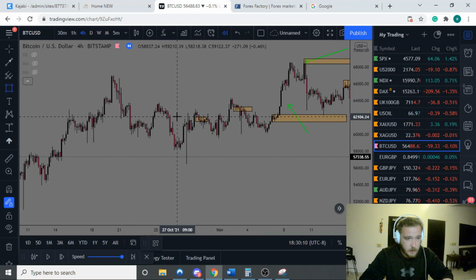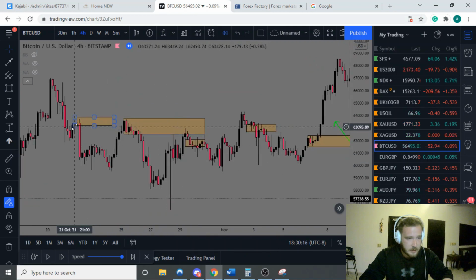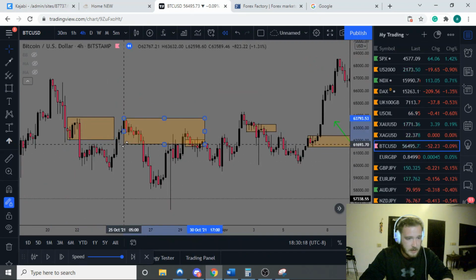We could continue to go back and say, how would I draw these zones? Well, I draw them like this. I would draw them like this. Look how I'm drawing them. I'm not drawing them like this. I'm not drawing them like this.